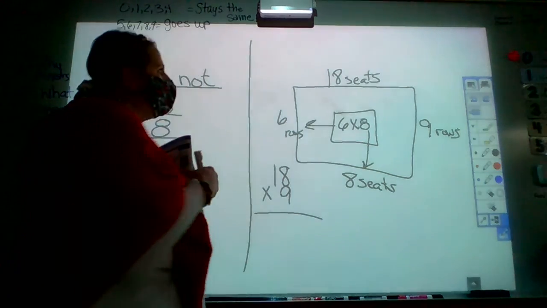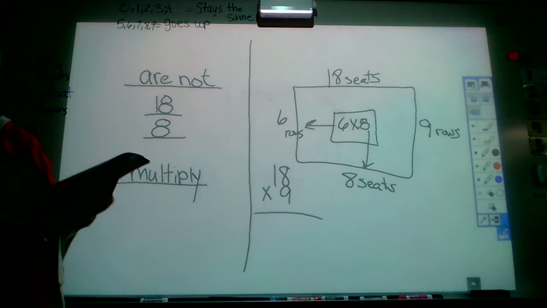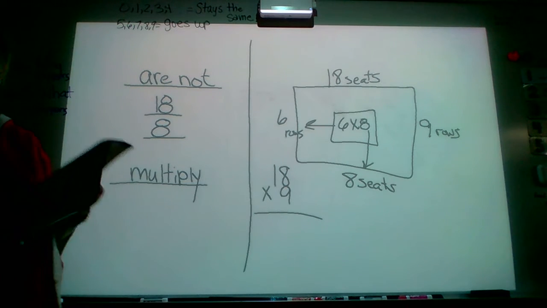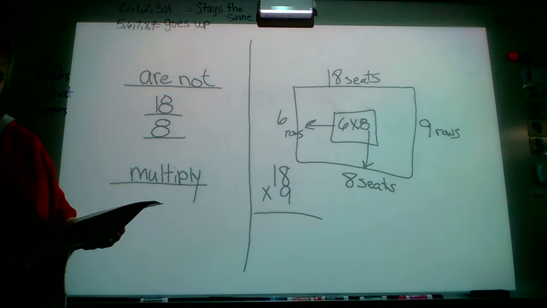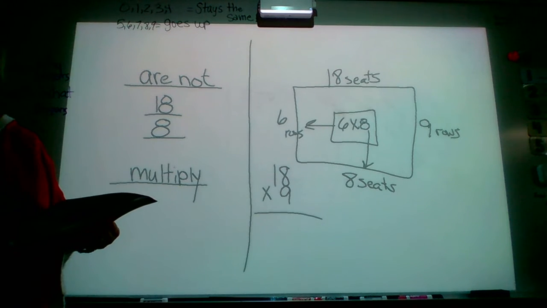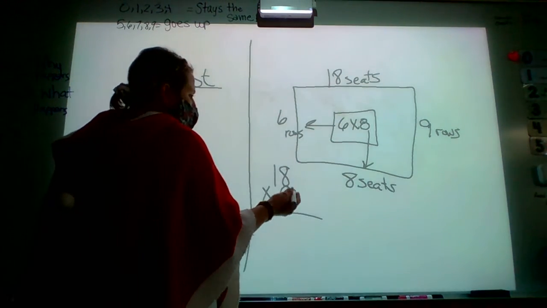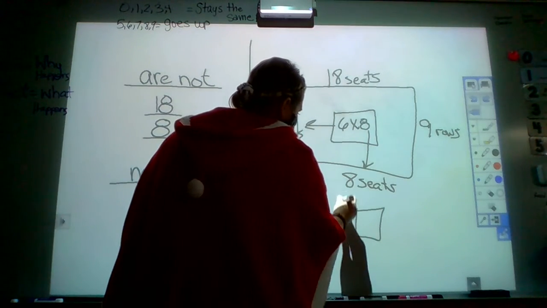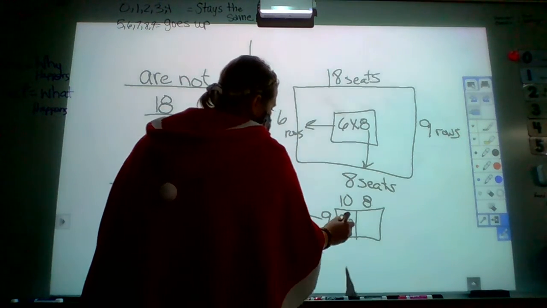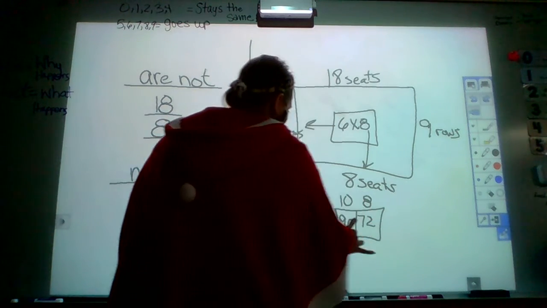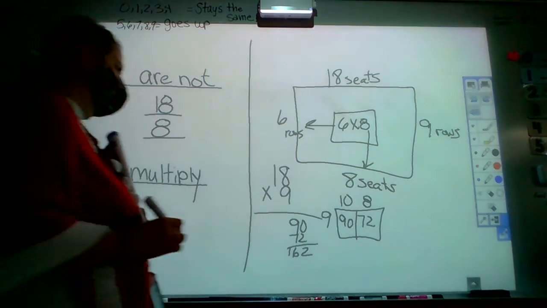Now, how can you do this? I'm wondering if we skipped traditional math, which isn't good, or if that's coming later. No, we didn't. Okay. So, how we figure this out is 10 and 8 and then 9. So 9 times 10 is 90. 9 times 8 is 72, and we're going to add those together. 90 plus 72 is 162. So I'll let you go ahead and copy that.